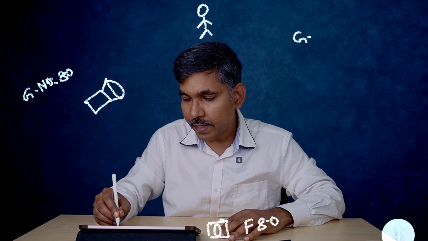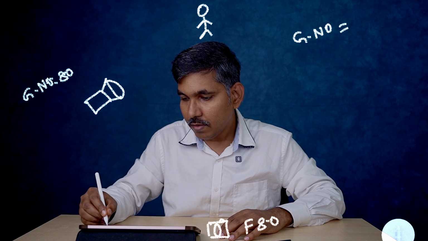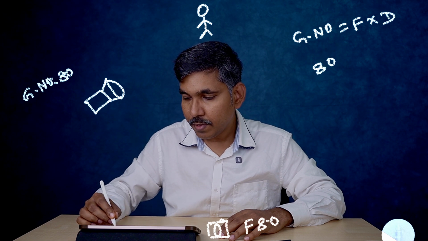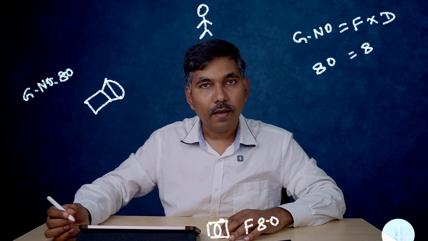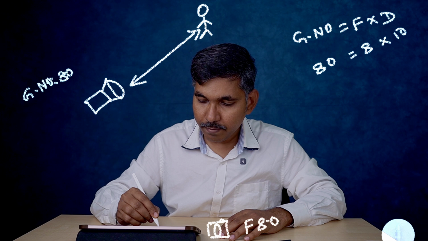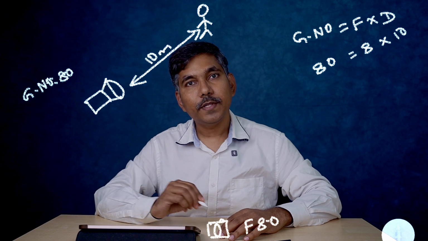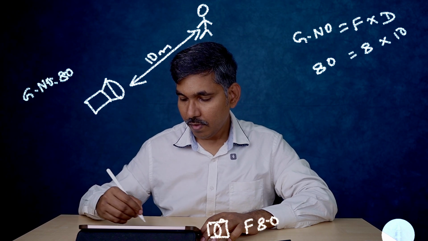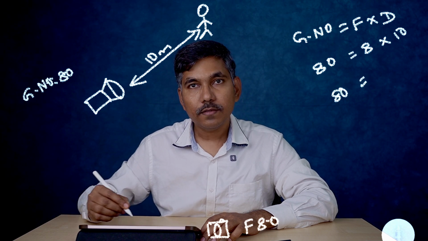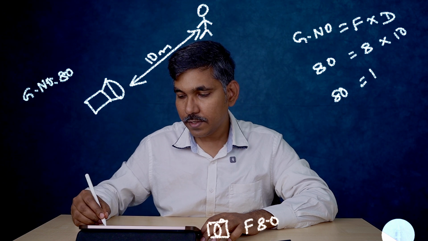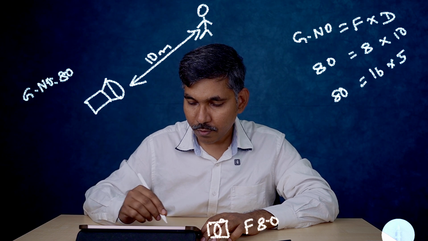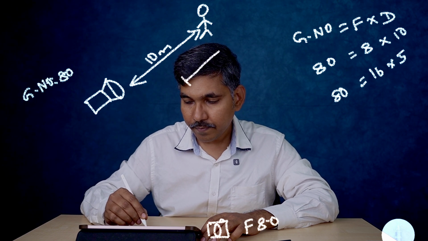We know the equation: guide number is the product of aperture and the distance between the subject and the light. In our case, guide number is 80, aperture is 8, and D should be 10. So we should place a light at a distance of 10 meters from the subject. In another example, we want to shoot the subject with an aperture of f16. Then we should place the light at a distance of 5 meters. We have to move the light closer and bring it here.